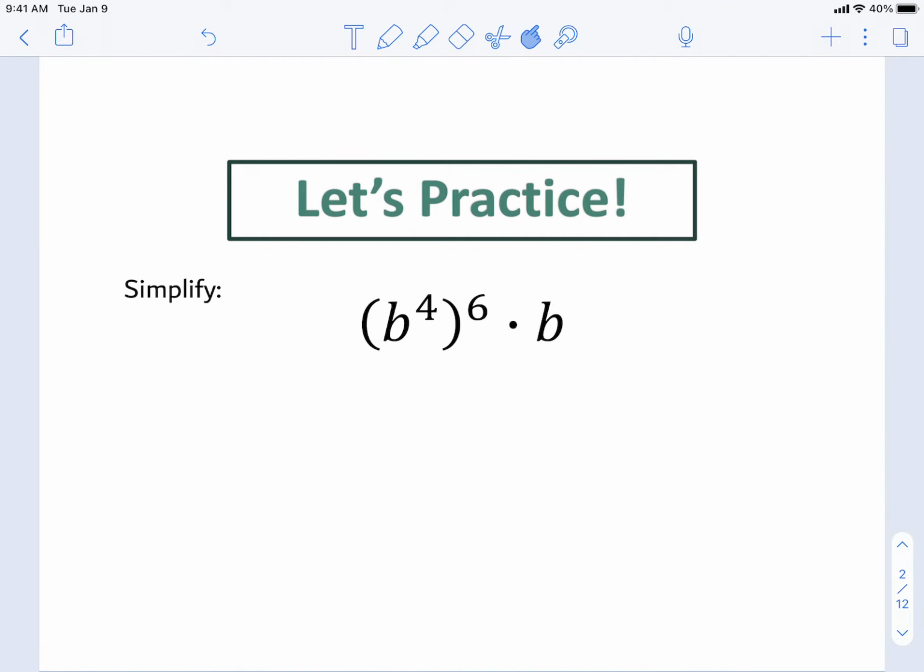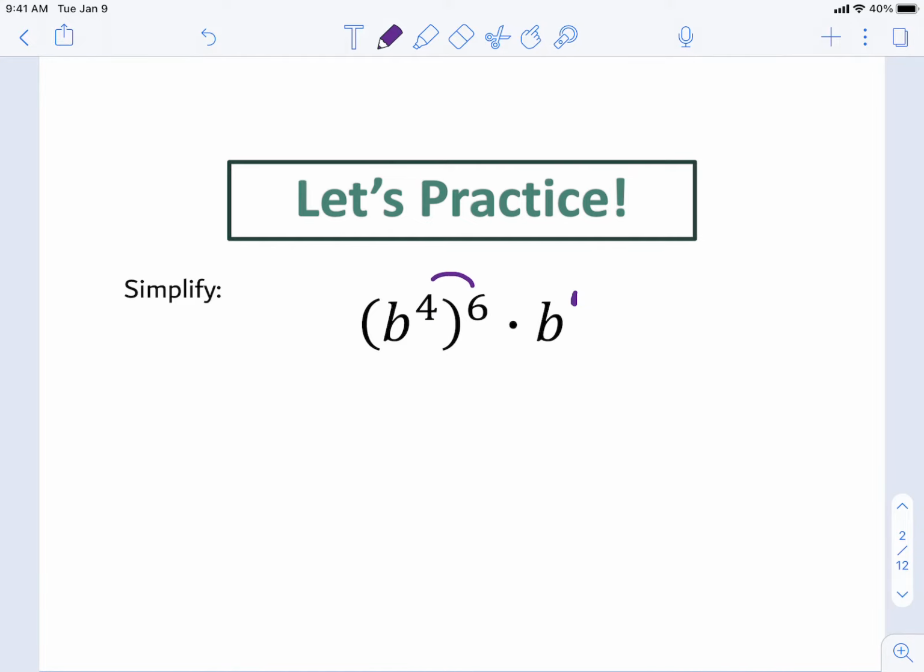All right, so now simplifying one like this. Another, we've got multiple things here, right? First thing I could do, well, I know that times b, sometimes it's nice to put a little 1 right there just to remind yourself that that is an exponent of 1. I would approach this, I'd simplify this first.